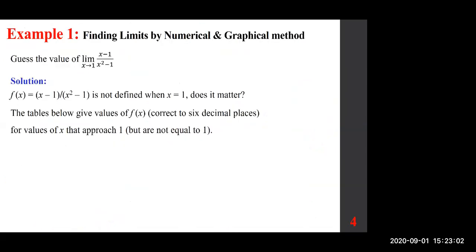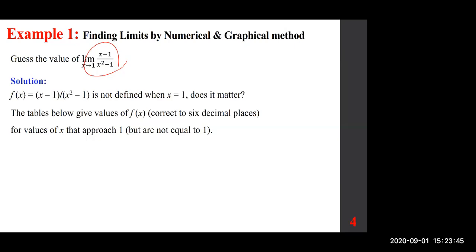All right, we want to guesstimate the value of this limit. We are interested in finding this limit, okay? So we want to look at this from the point of view of numerical, graphical, and then more importantly, analytical method. It is important to note that if you choose x to be equal to 1, the denominator becomes 0, and therefore the function is undefined at x equals 1.